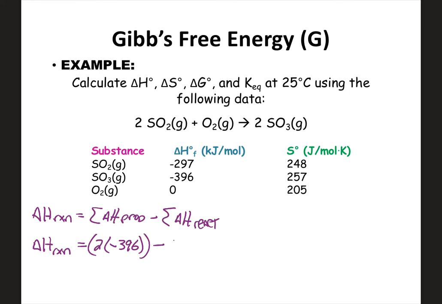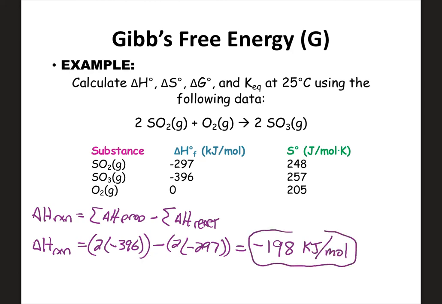For the SO2, it's going to be 2 times the negative 297. And then notice the O2 has a delta H of formation of 0 because it is a pure solid or diatomic here. So that's going to be all of the products minus all of the reactants. When I plug and chug this here, I get negative 198. And then remember, this is delta H, so it's kilojoules per mole.